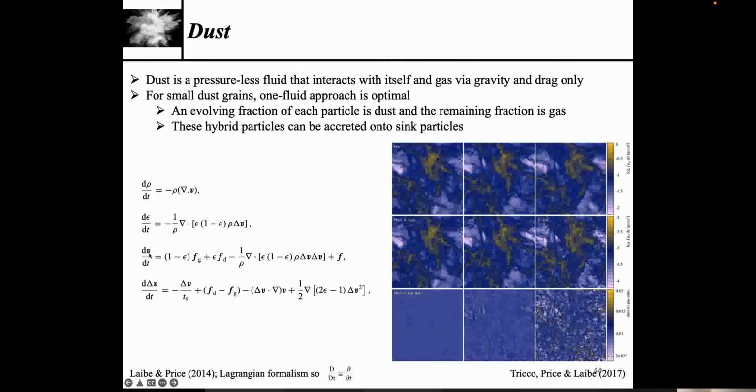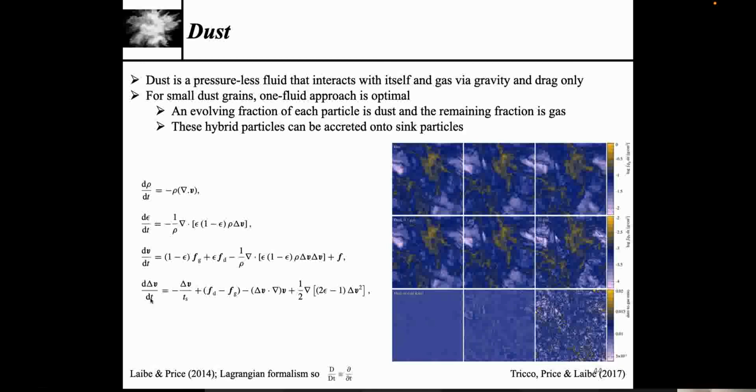So if we look at your velocity equation, we have 1 minus epsilon times whatever forces are affected by gas only, plus your epsilon, your dust fraction, times whatever forces are dealt by dust only. And then F is probably gravity or whatever is affected by both equally. And you also need to evolve the difference between your dust and gas velocities within each individual particle.